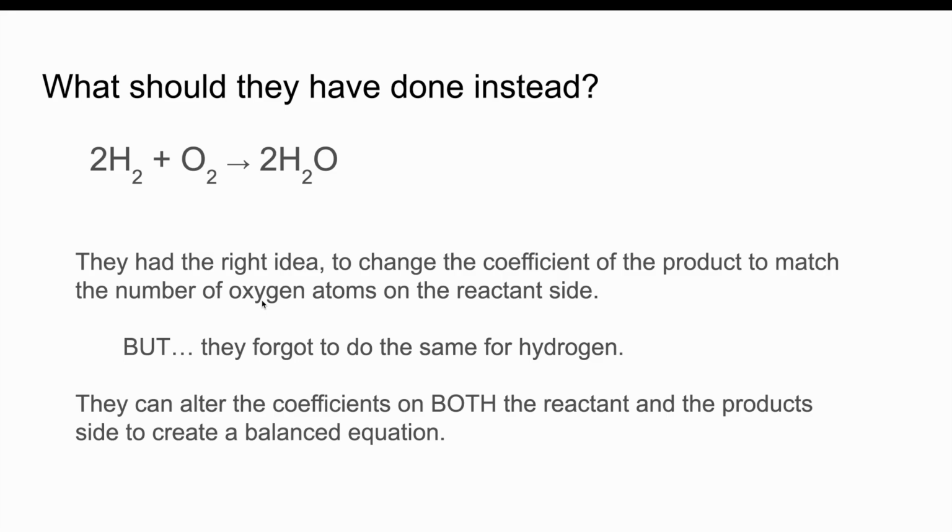They put a 2 here to match the number of oxygen atoms on both sides. But they didn't do the same for hydrogen. So instead, they can alter the coefficients on both the reactant and the product side to create a fully balanced equation. So this one here, you have four hydrogen, two oxygen.